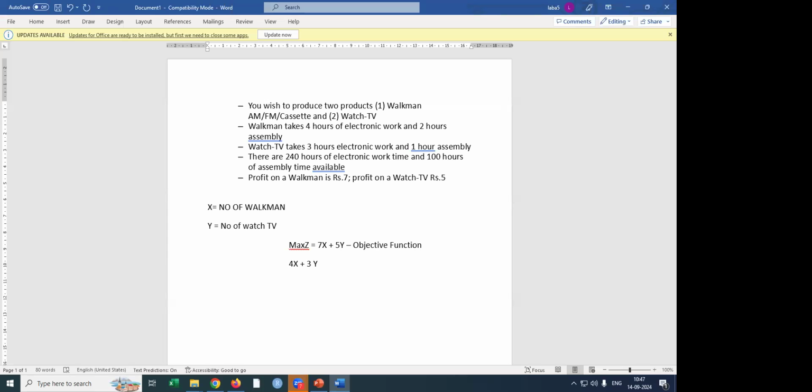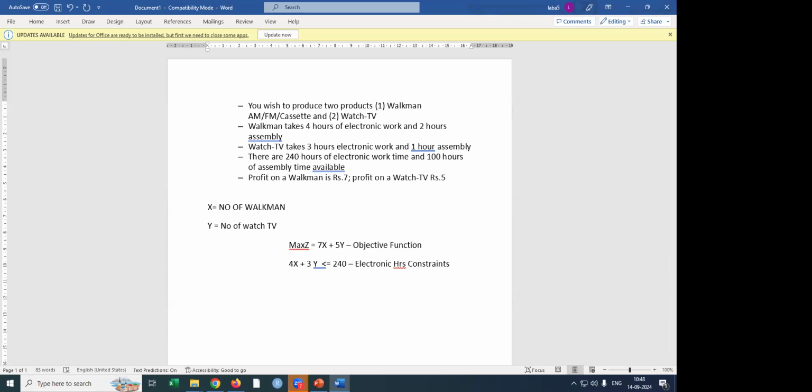And there are 240 hours of electronics work available. So it should be less than or equal to how much? 240. So this is known as the electronic hours constraint.